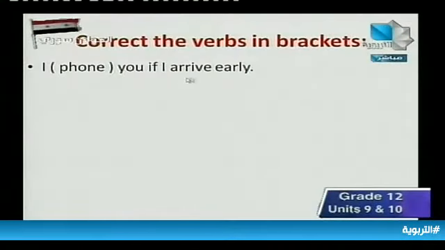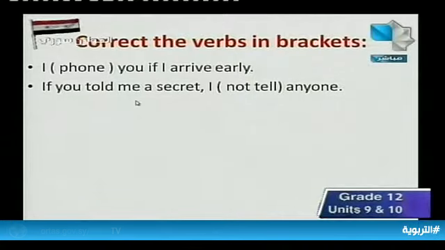I phone you if I arrive early. So here in the if clause, we have arrive, and arrive is in the present simple. And this is a special situation, not something general. So we will say, I will phone you if I arrive early. So here, arrive is in the present simple, and we use the future in the main clause, because this is a special situation, not general, so we don't use the zero conditional.